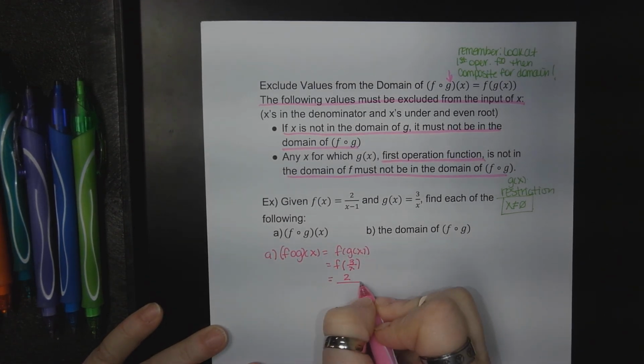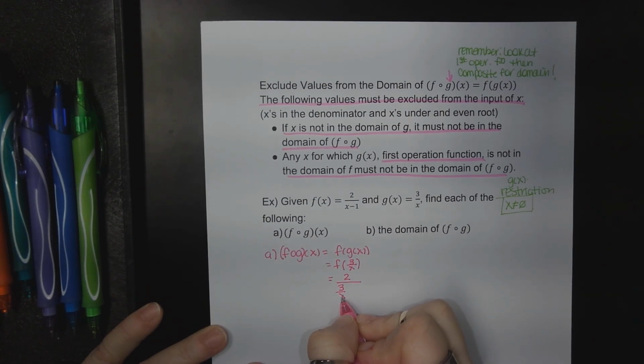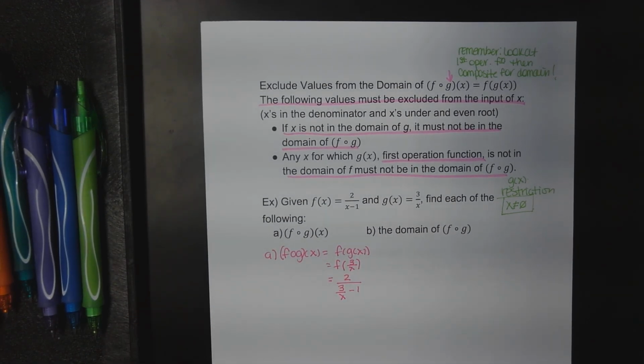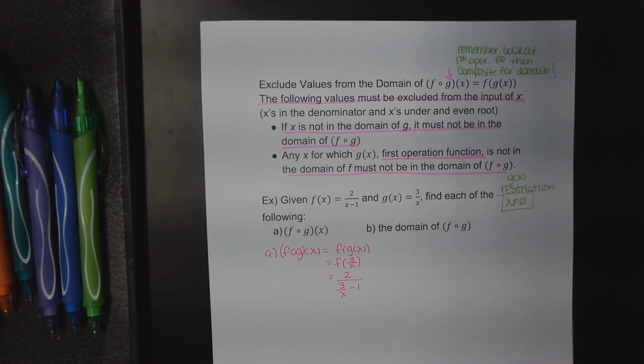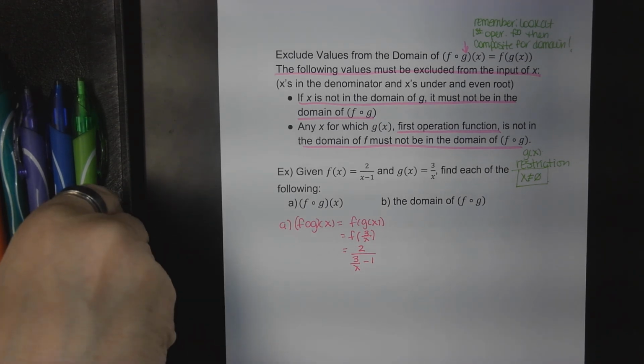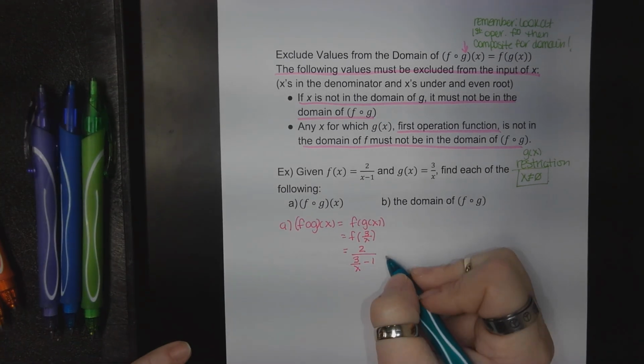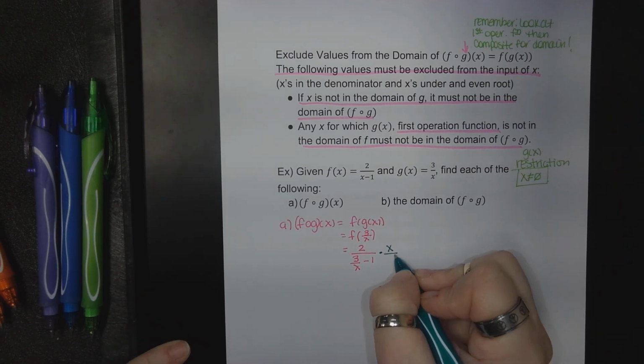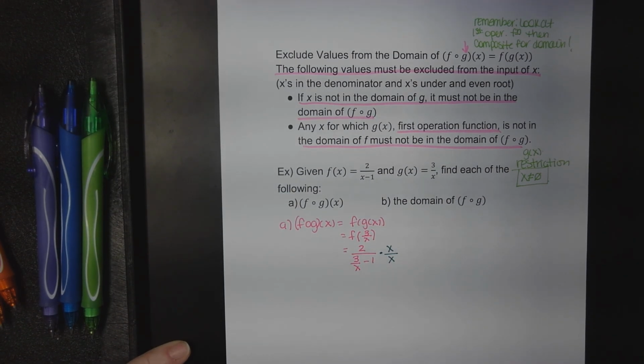So we have 2 over 3 divided by x minus 1. We absolutely do not want a fraction in the denominator because I don't like fractions anywhere, but especially in a denominator. So let's get rid of that. And how we can do that is multiplying by x over x. Okay?